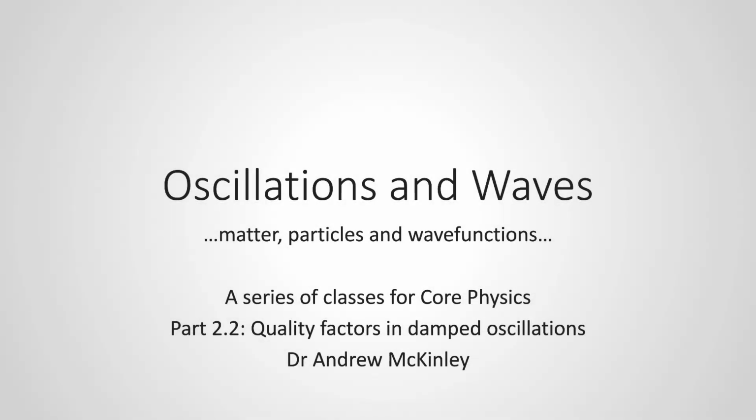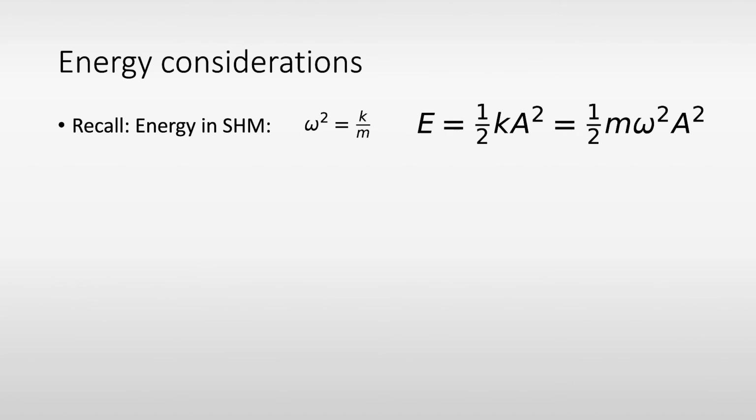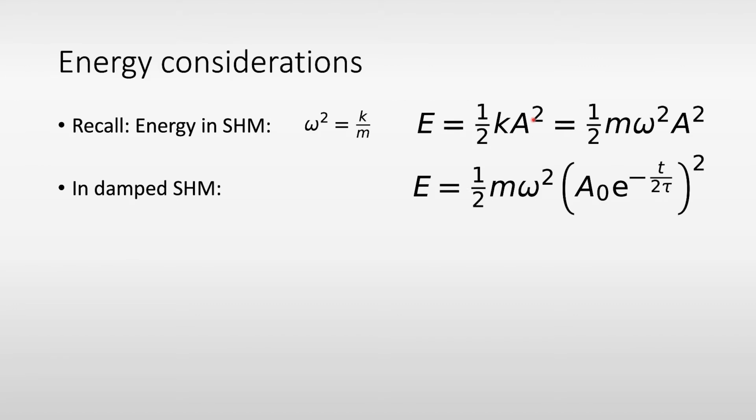We want to now make a quick aside to describe quality factors in damped oscillations. So remember that we had this term for finding the energy in simple harmonic motion, where the energy itself was a factor scaled with the square of the amplitude. When we have damped simple harmonic motion, we're now working with a decaying exponential. Remember, this exponential term here now describes the amplitude.